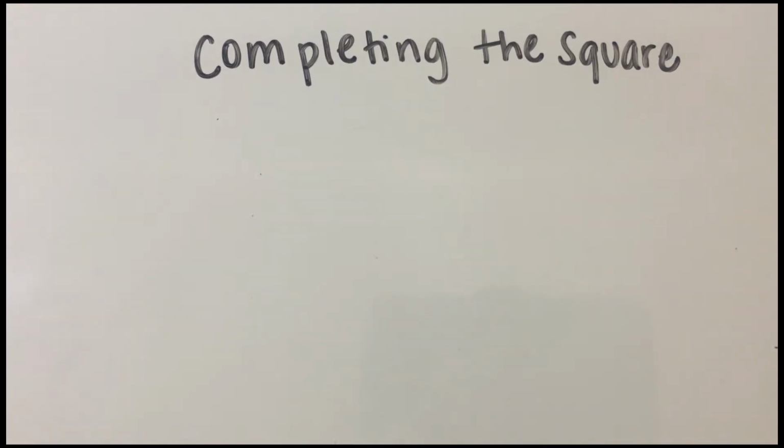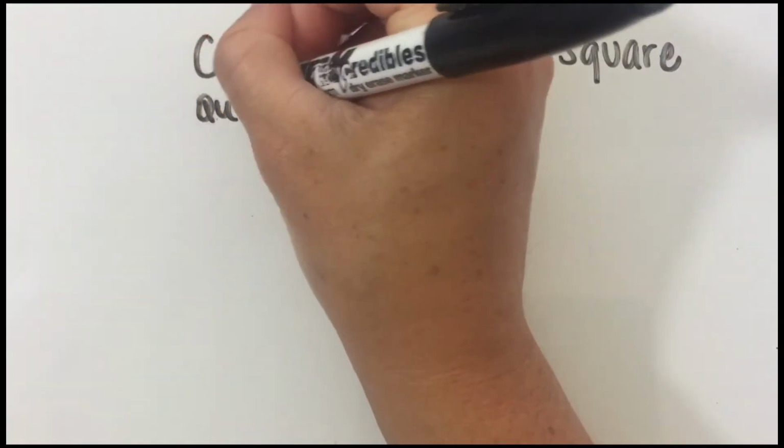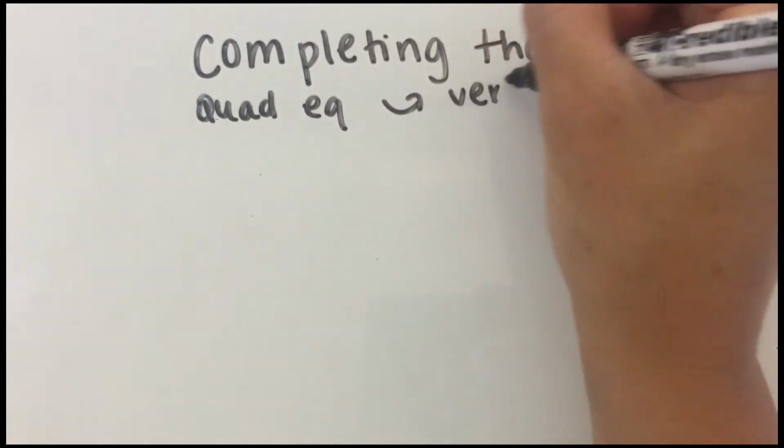Today I'm going to be talking about how to complete the square and how this helps us with solving for quadratic equations to find the vertex and to more easily graph parabolas. So when we're completing the square, we want to get from the quadratic equation to vertex form.